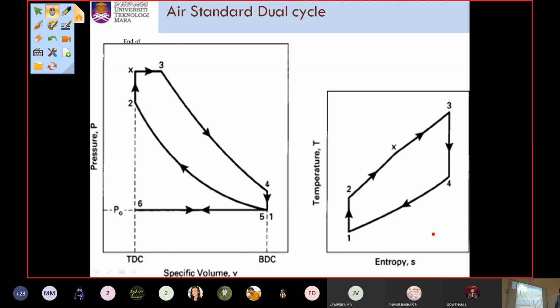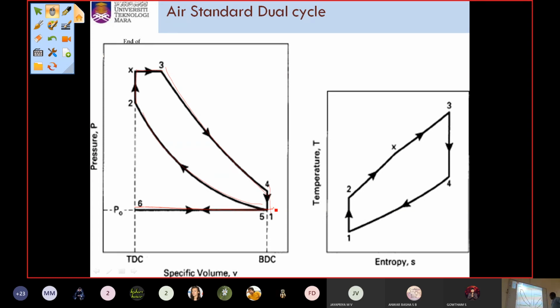So here we can get the PV diagram of the real cycle. So from process 1 to 2, isentropic compression. From 2 to X, we have constant volume process. Then X to 3, we have constant pressure process. Then 3 to 4, we have isentropic expansion. Then again, we have a constant volume process. Then exhaust, then intake. It will be the initial state. These are the processes involved in the real cycle.